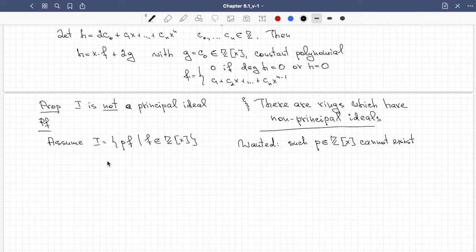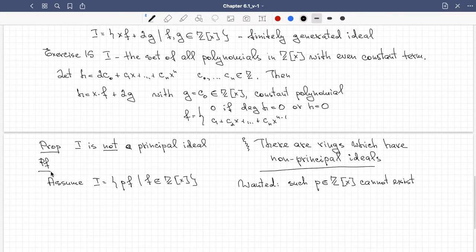So 2 is an element of I. The set of all polynomials with even constant term, 2 is even, or take g equals 1, f is 0, both constant polynomials, and you get 2 as an element. By the way, x is also an element of I. You take g equals 0 and f equals 1. Both, again, are polynomials in this ring.